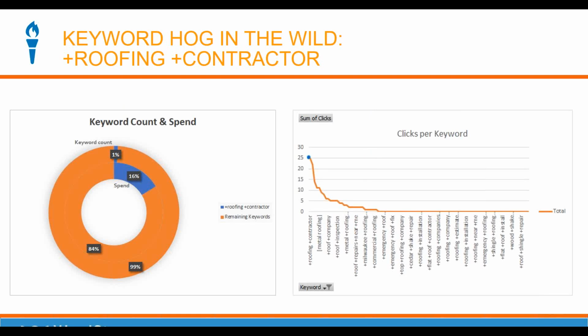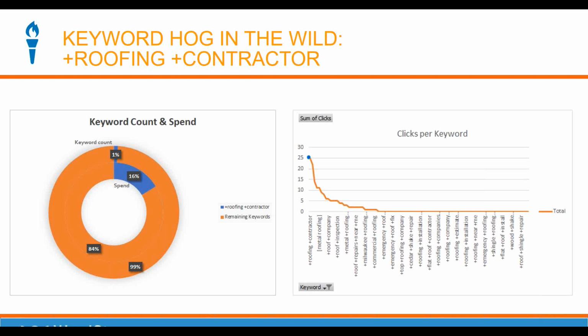And if we look at this particular keyword, this is one keyword out of 100. And yet you can see that it's actually pulling in the majority of clicks and sucking up a disproportionate percent of spend. So this keyword accounts for 1% of the keyword count, but it is actually sucking up 16% of this particular campaign spend. So the vast majority of the keywords in this campaign have not gotten a single impression.